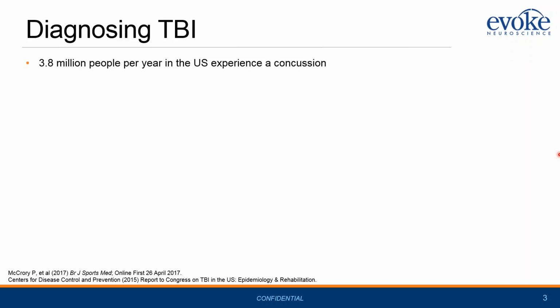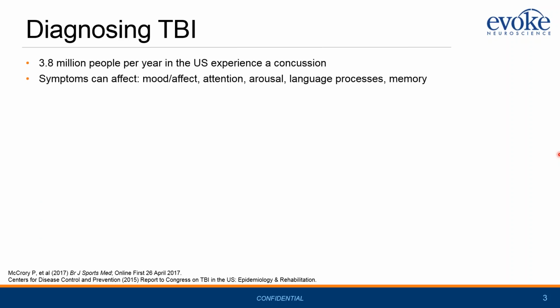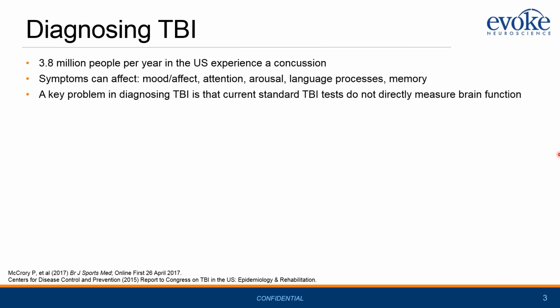So first, starting off with a bit of background on TBI. It's a really big problem. It's very common. 3.8 million people every year in the United States experience a concussion. And symptoms vary a lot. It can affect mood and affect, attention, arousal, language, memory. And a key problem in diagnosing TBI is that the current standard tests don't directly measure brain function. That's a problem because it's a brain injury, so really we need to be looking directly at the brain, taking a look under the hood at brain function in order to understand how the brain was affected, how it's healing, if the person is ready to go back to play.